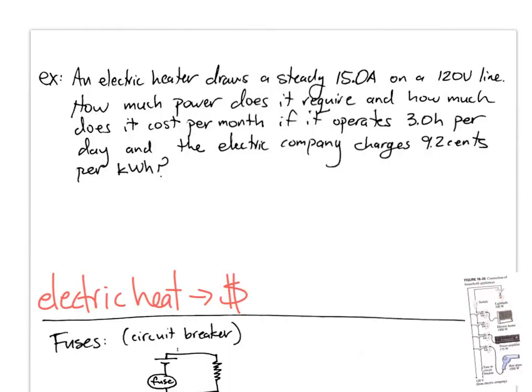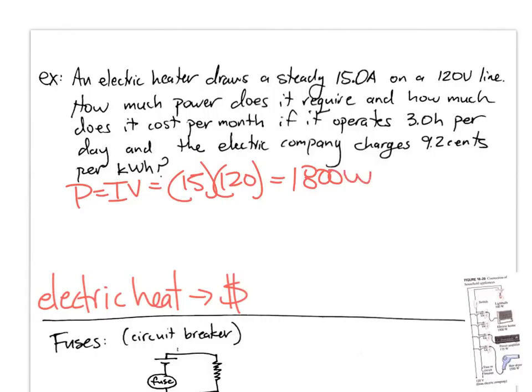Well, we know power is current times voltage, and we can just multiply. So we have 15 amps, 120 volts, and we get an 1800 watt heater. This is a big heater. A little one that you'd put at your feet might be like 500 to 1,000 watts. So this would be a big boy, right? It's cold inside. It's winter.